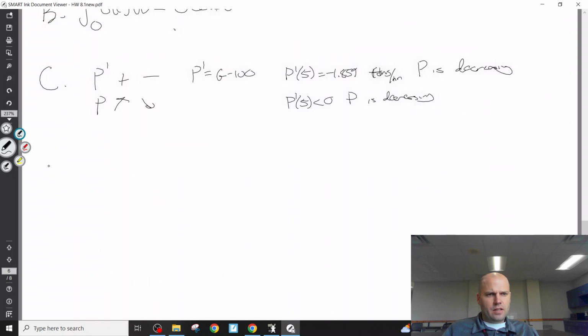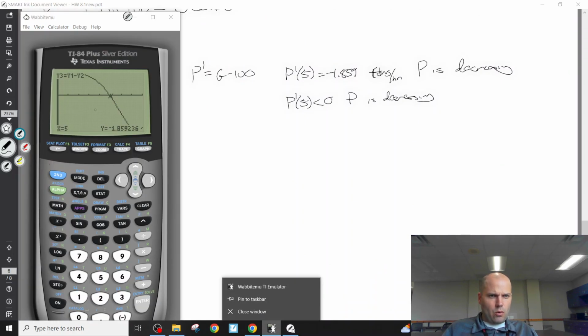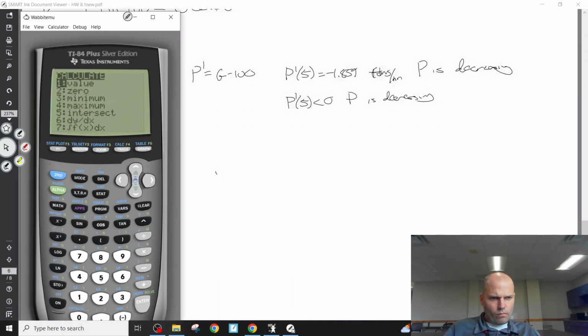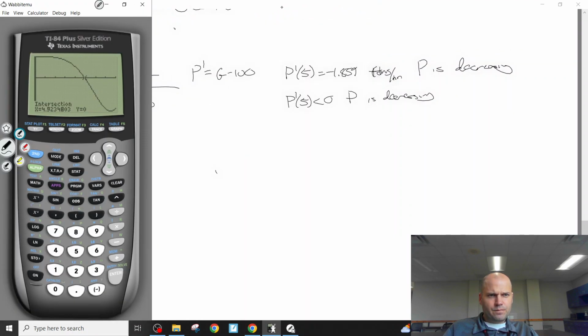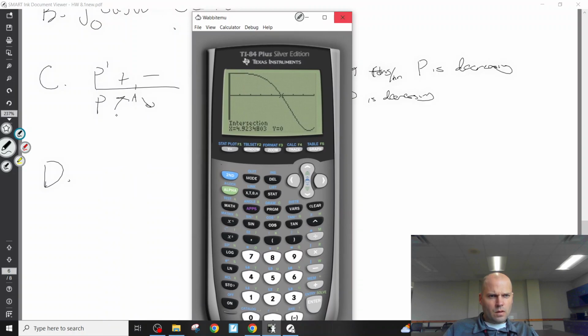All right, part D. Time for our options. Yo, P prime is positive until A. 4.923. Let's write down that value. P prime is positive until A. P prime is negative after A. T equals A must be the location of the max.